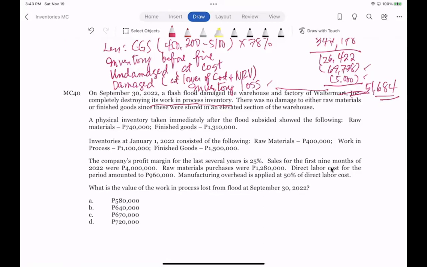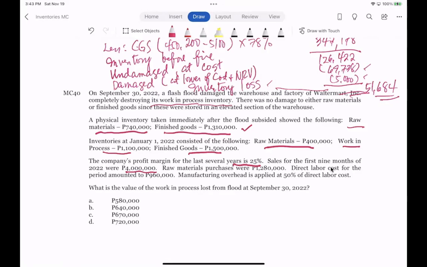A physical inventory taken immediately after the flood subsided showed the following. We have raw materials, 740,000, finished goods, 1,310,000. So these are the ending. Inventory at January 1, 2022 consisted of the following: raw materials, work in process, these are beginning inventories, and finished goods. The company's profit margin for the last several years is 25%. Sales for the first 9 months of 2022 were 4 million.